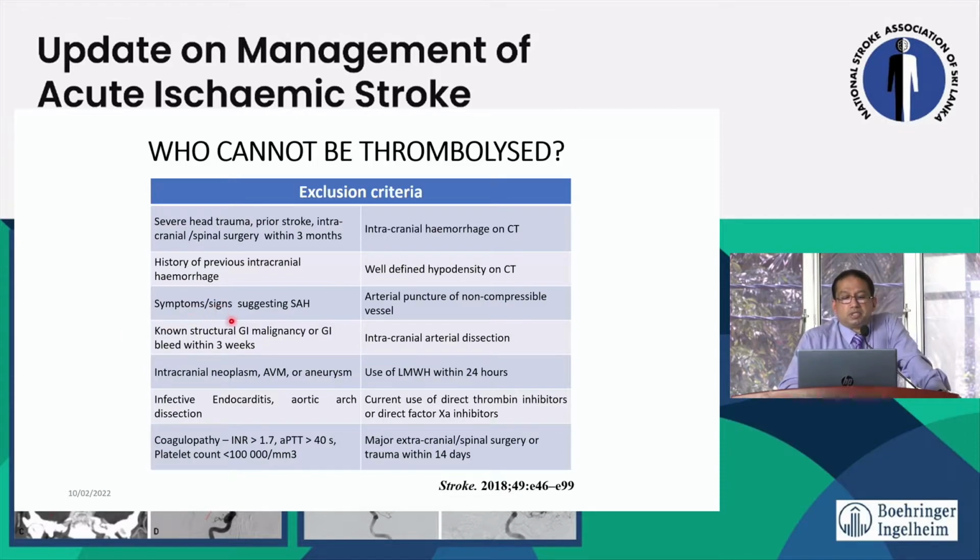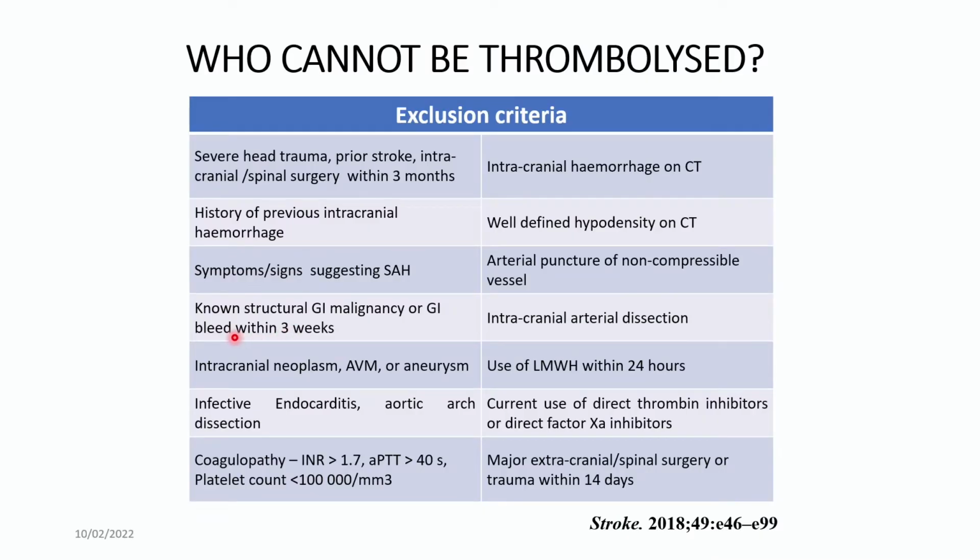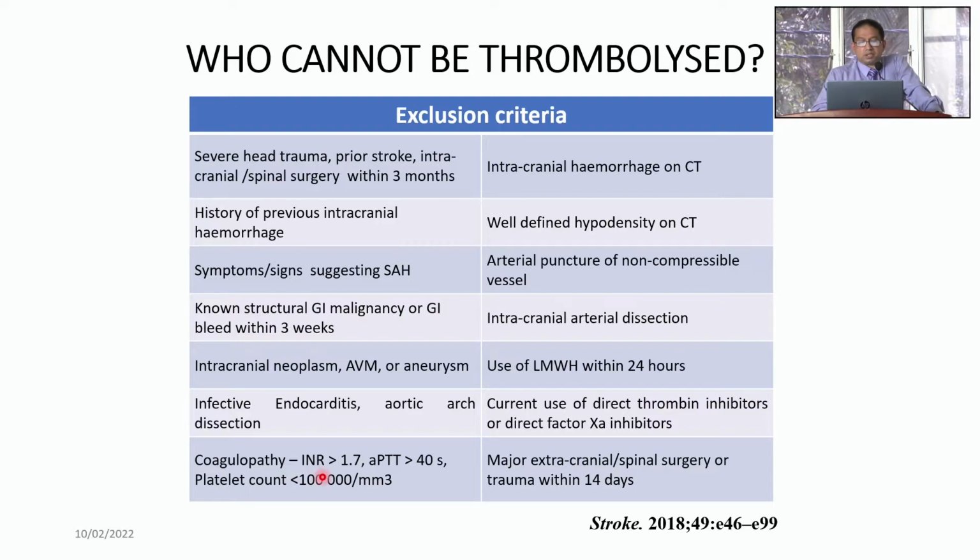Then symptoms suggestive of subarachnoid hemorrhage, structural GI malignancy with GI bleeds, intracranial neoplasms, AVMs or aneurysms, infective endocarditis, aortic arch dissection. Then the coagulopathies, if the INR is more than 1.7, APTT more than 40, or platelet count less than 100,000. So hemorrhage is an obvious contraindication, or well-defined infarction.